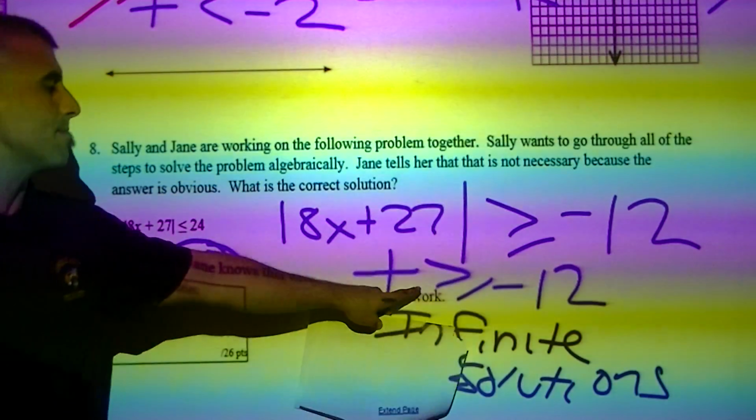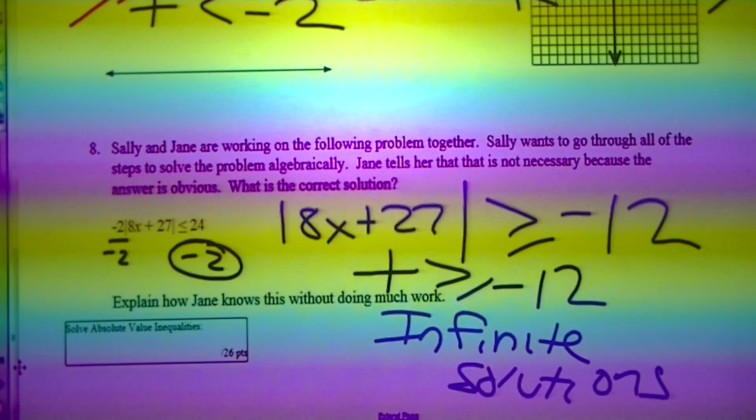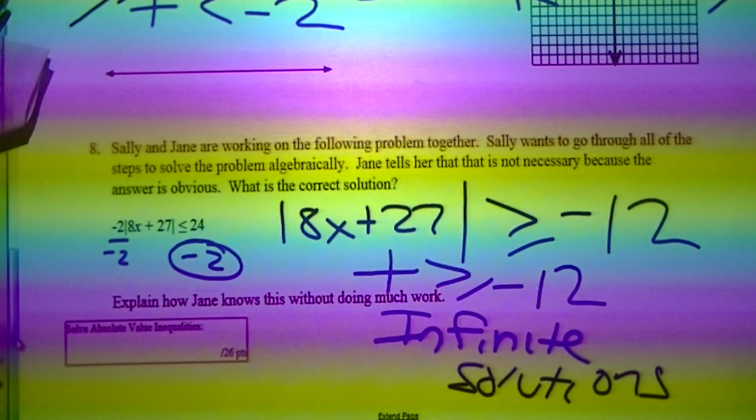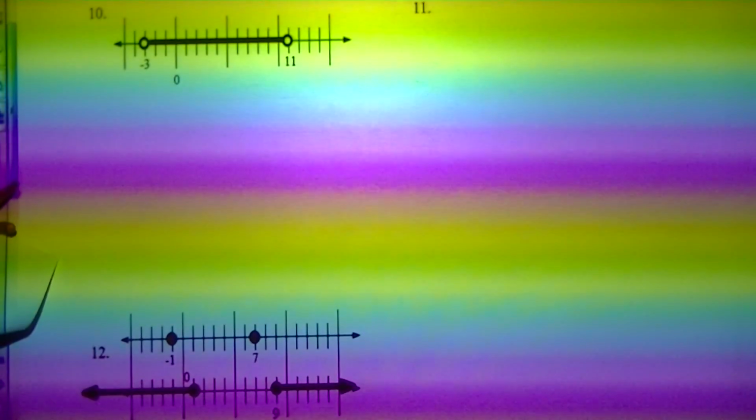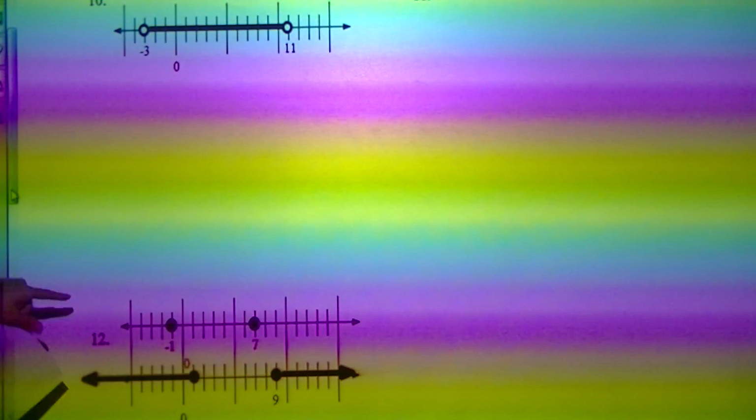Because any positive number is always going to be greater than -12. Okay? So that's that page. Let's go to the next page of your review. Okay? All right, coming up with the equations. I think this one accidentally got moved. Let me show you how you would come up with these.